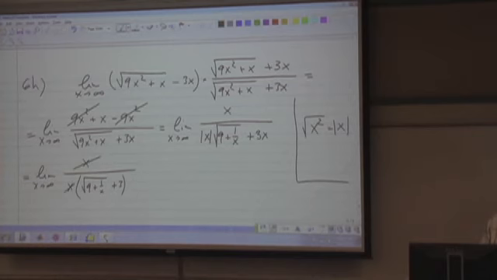Alright, so now the x is crossed out. We put in infinity for x. 1 over x is going to be 0, so we end up with 1 over the square root of 9 plus 3, so we end up with 1 over 6. Does this make sense?